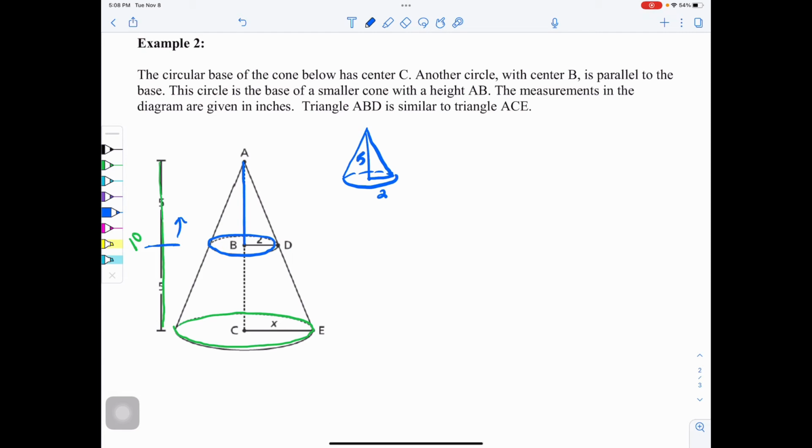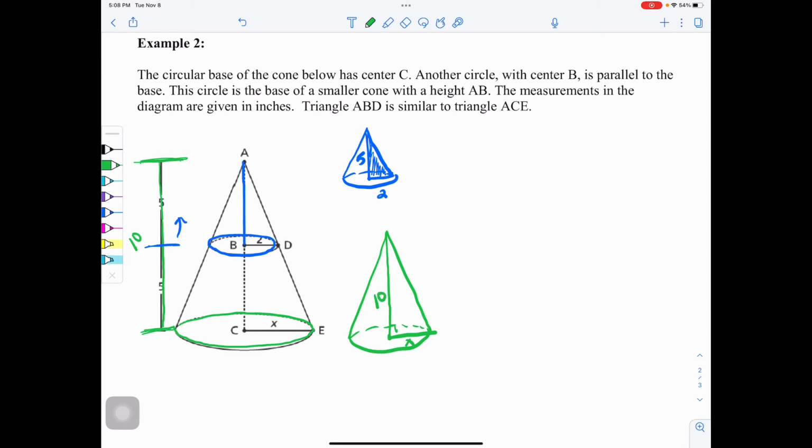So inside there, you see you have this triangle that ends up having a height of 5 and a base of 2. So if I now draw the larger cone, I have a radius of X. I actually don't know the radius of this cone, but I do know the height here. The height is the entire distance from here to here, so that is a height of 10.